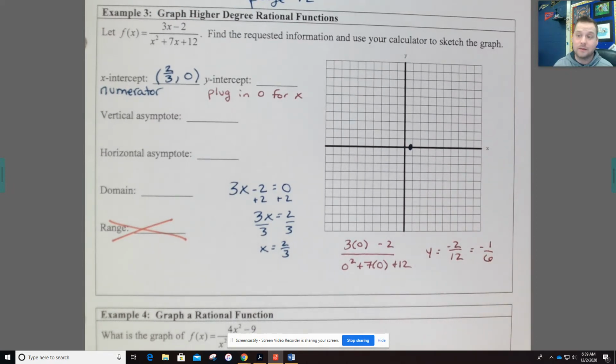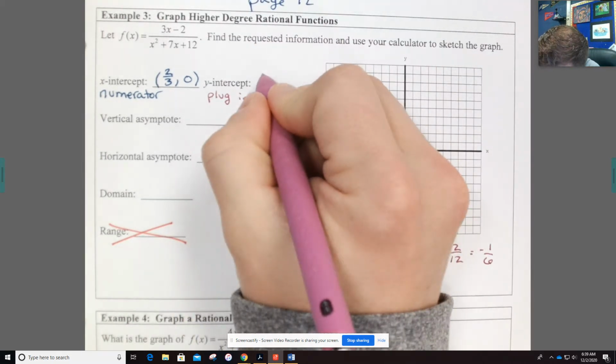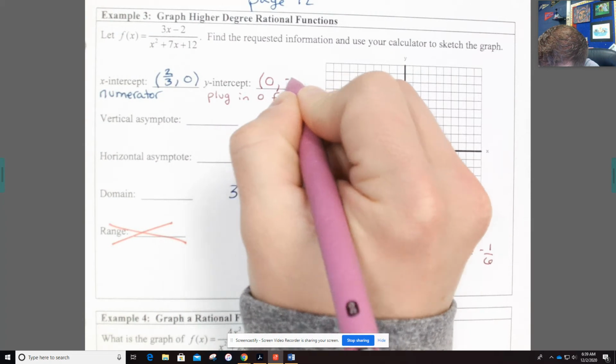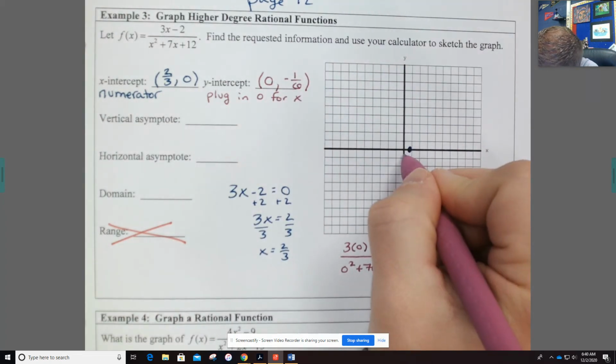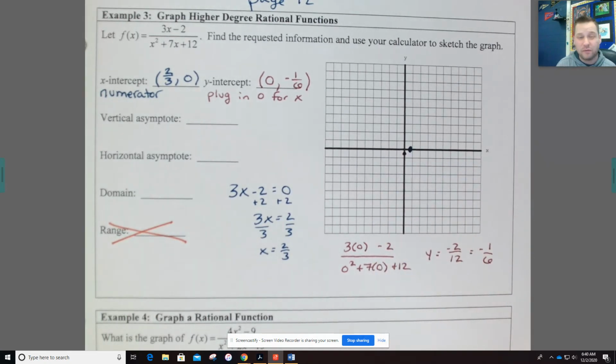Same deal as the x-intercept. You gotta make sure we write this as an ordered pair. So as an ordered pair, it would be 0, comma, negative 1/6. And as we get the points, we got to put them on our graph. So we got 0, negative 1/6. Not perfect, but I'm going to put it right there.